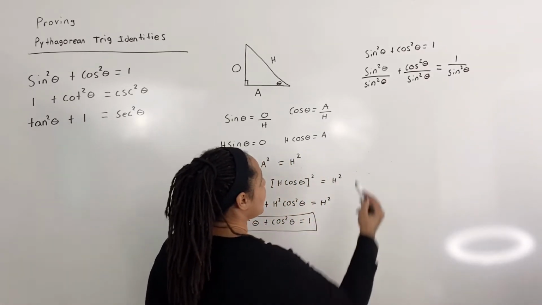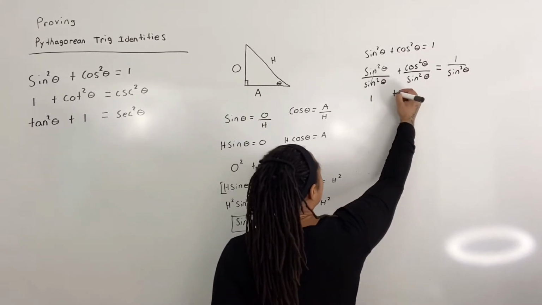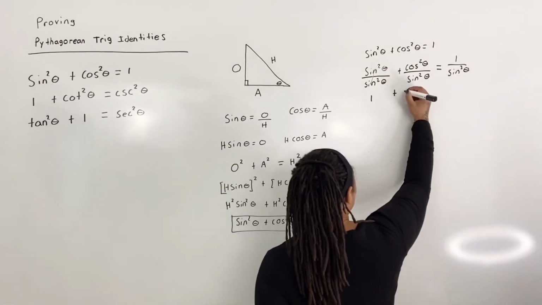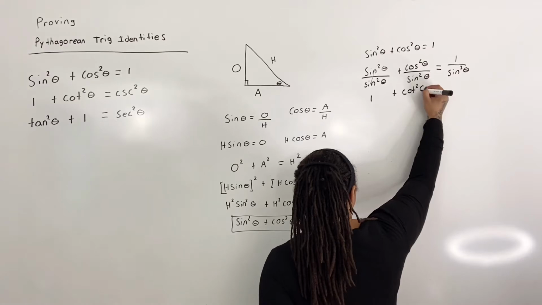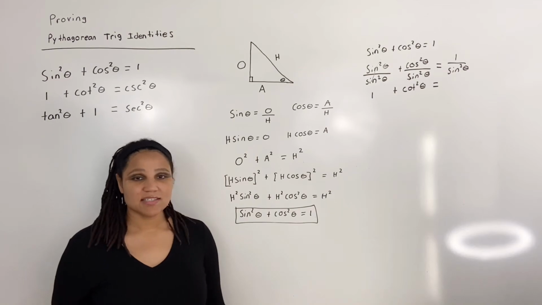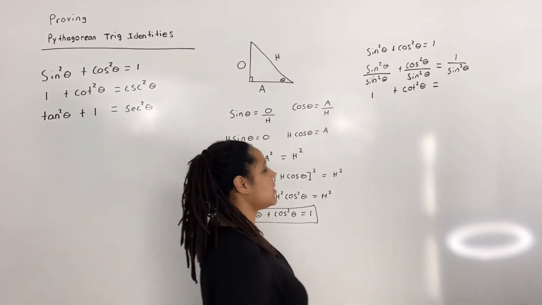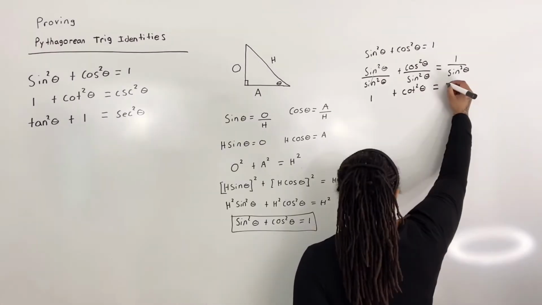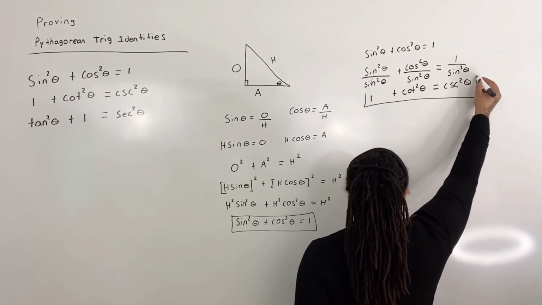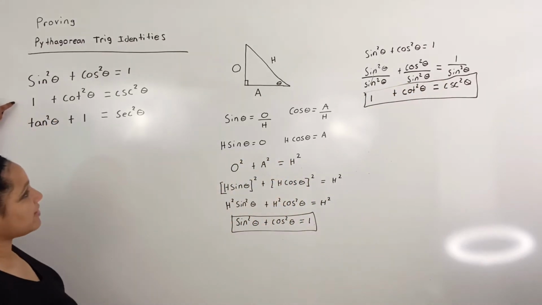And when we do that, we get a cancellation here. So we get 1 plus cosine over sine is cotangent, so we can replace that with cotangent squared theta. And we know that by our reciprocal identity that 1 over sine squared theta is equal to cosecant squared theta. So we have CSC squared theta. And here is our second identity that we have proved here.